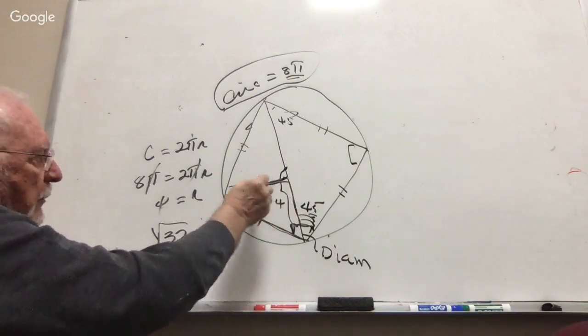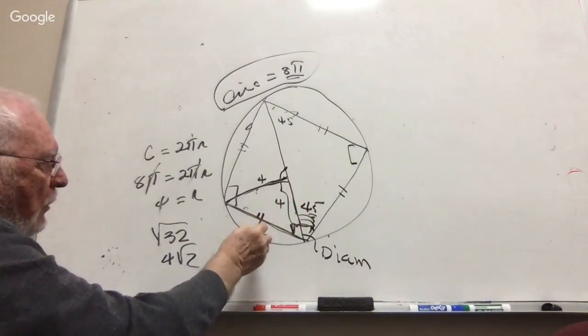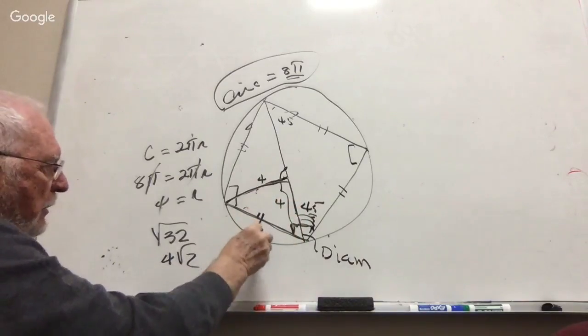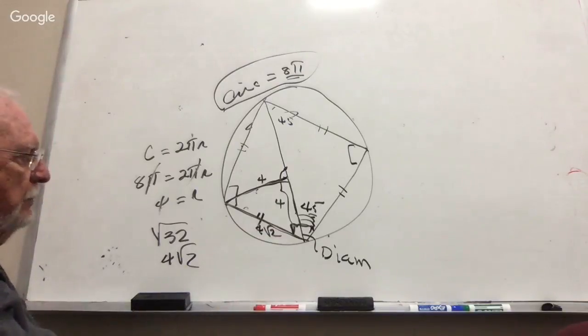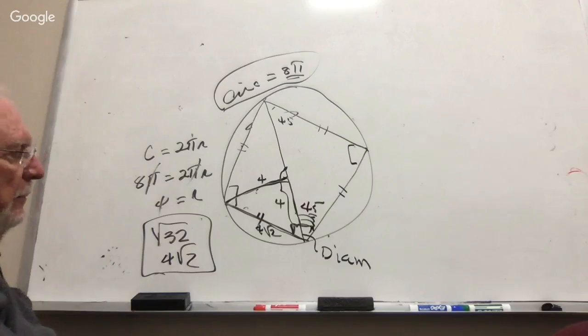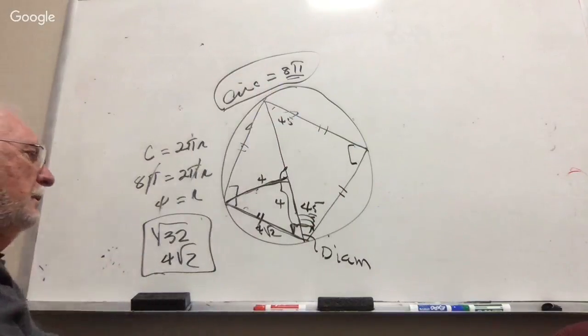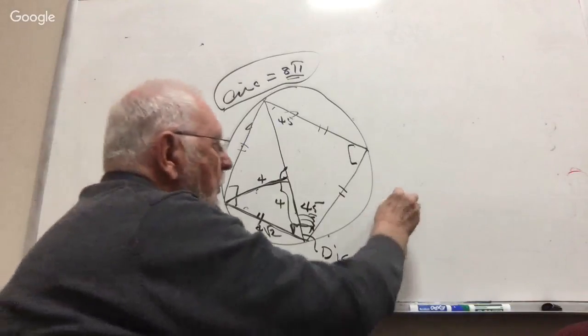Mm-hmm. All right, but if we know this is an isosceles right triangle, then the diameter is always the square root of 2 times a leg. And so that's just going to be 4 times the square root of 2. Okay. You got it either way. Okay. So how does that help? I have no idea. That's what I was going to ask you. Well, this is a square, right? Right. How do you find the area of a square?